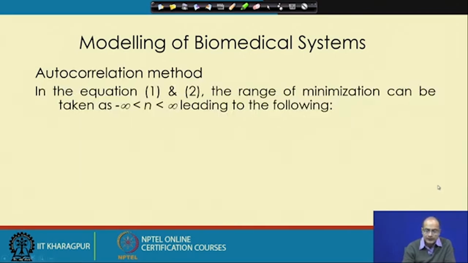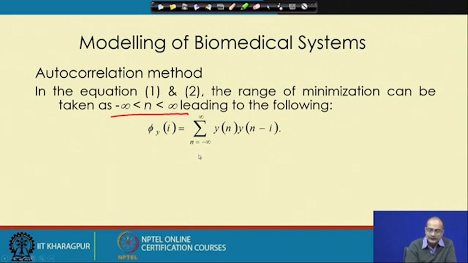Okay. So, given equations 1 and 2, equation 1 is the first equation of the AR model and equation 2 is the equation required to find the AKs. Now, for the range of minimization, we can take it first from minus infinity to plus infinity. The simple intention is that we want to minimize it over all the errors, and that gives us the form where the summation is taken from minus infinity to plus infinity.